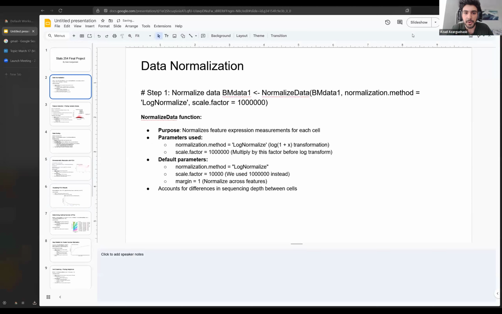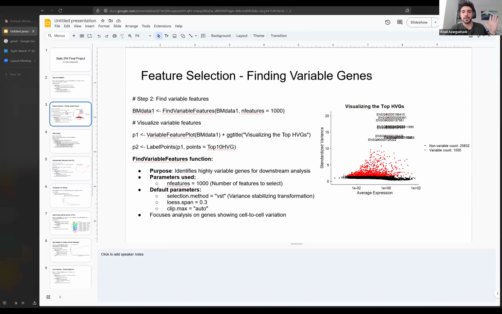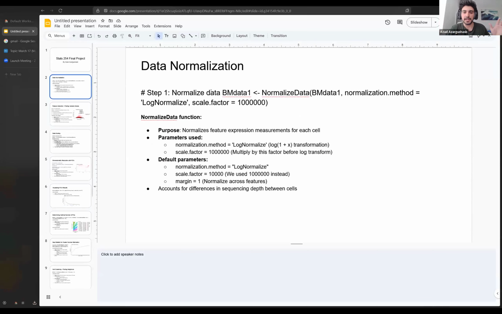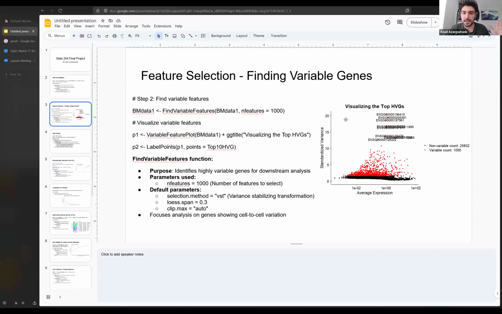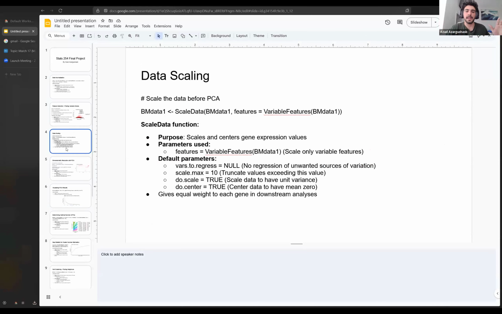All right. So, basically for what I did, I'll just be showcasing the first bone marrow data set to put it in the slide, but I did the same thing for the second one and the pancreas data set. So, first I normalized the data and I used the scale factor of 1,000,000, and then afterwards I set the finding variable genes to 1,000, and I used default parameters. And then afterwards, I scaled the data using default parameters.